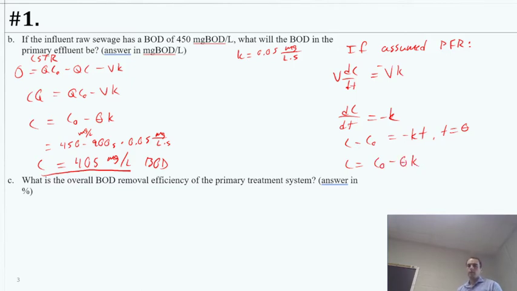So that brings us back to the same equation, right? Because it's a zero order. It ultimately did not matter. So either way you go, as long as you recognize that it was a zero order reaction, then that should have been fine.